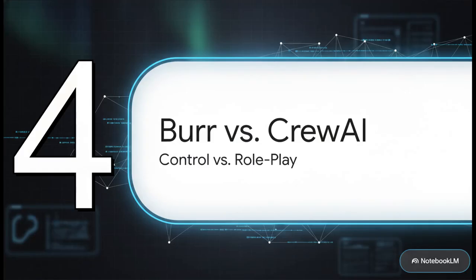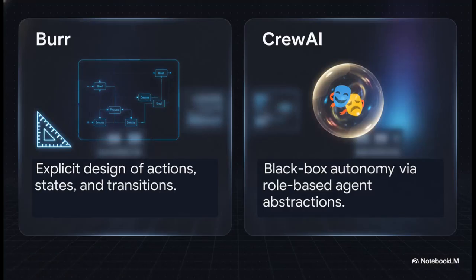Section 4. Burr versus CrewAI and LangChain agents. Explicit control versus role-play abstractions. Let's see how Burr compares to the popular multi-agent frameworks. Frameworks like CrewAI are phenomenal for rapid prototyping. They use these role-based abstractions. You basically tell the system, hey, you are a researcher, you are a writer, go collaborate. It leans heavily on black box autonomy and shared LLM context to figure out the steps. It's super fast to set up, but you trade away control.